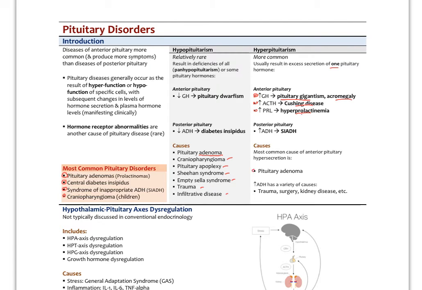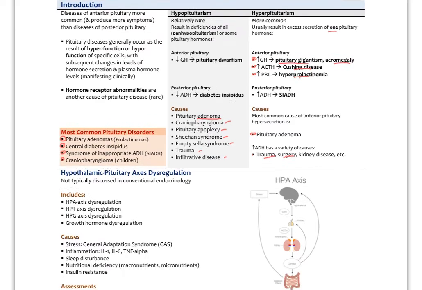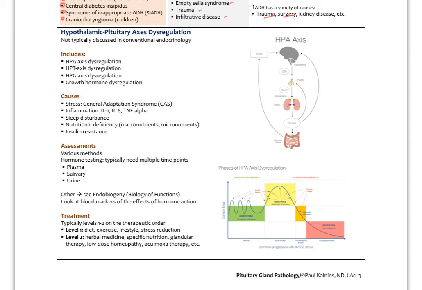Usually the adenomas are the most common cause. Again, ADH can be oversecreted after trauma, surgery, kidney disease, and so forth. We'll get into those causes. So those are the kind of biomedical conditions to know about.